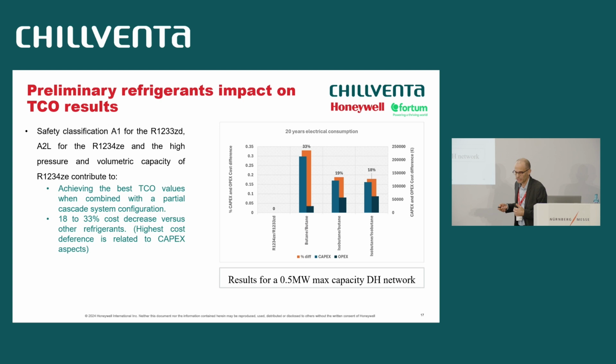And by modeling of these assumptions and all these inputs, we find that there is a quite interesting advantage by using this partial cascade with ZE and ZD, where we compare versus different types of hydrocarbon, and we see that there is all the time additional cost when we want to use hydrocarbon, mainly because of the flammability and also because we are losing capacity, and we need bigger systems and bigger compressors.